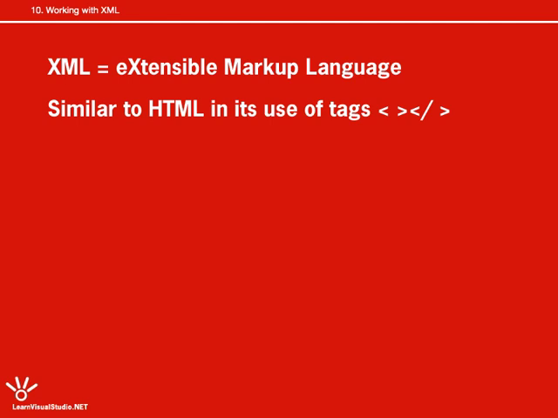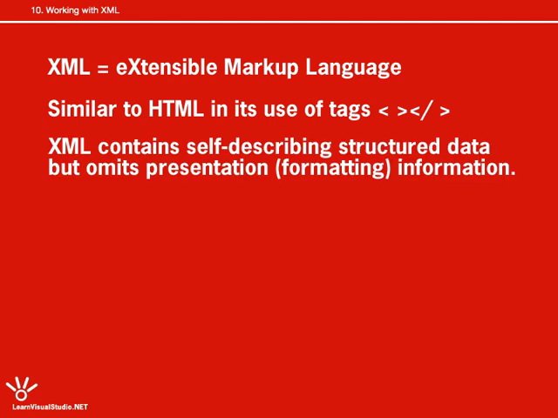XML stands for Extensible Markup Language, and it's very similar to HTML in its use of tags. However, where HTML contains both unstructured information and how to format that information through the use of tags, XML contains structured information but contains no tags that indicate how the data should be formatted and displayed to the user. And the reason for this is that XML has a much different purpose than HTML does.